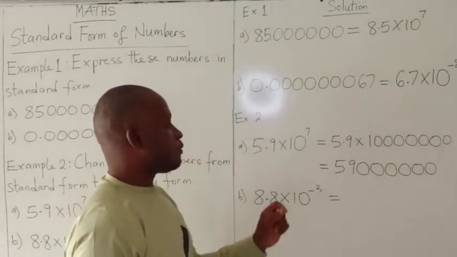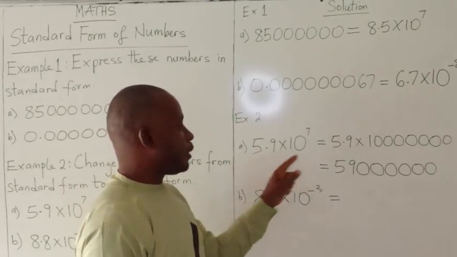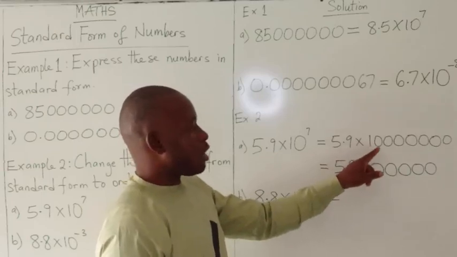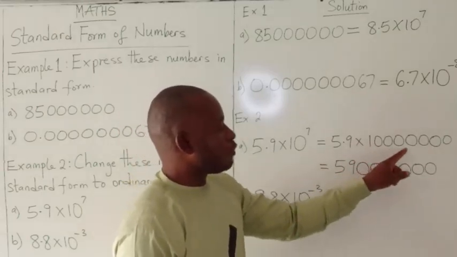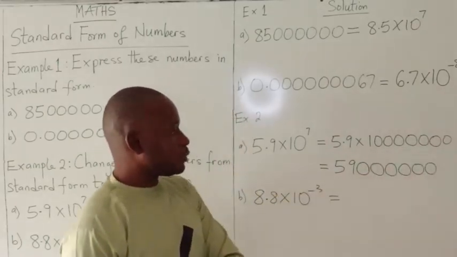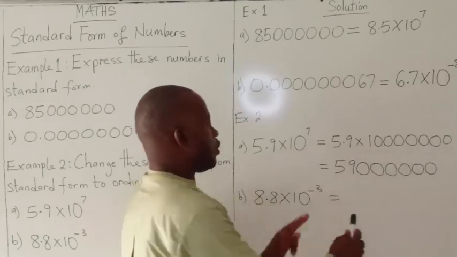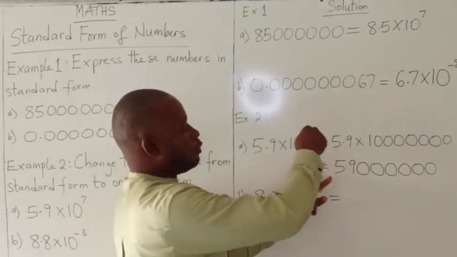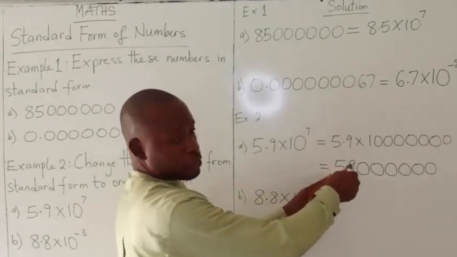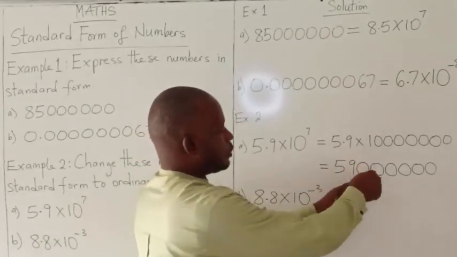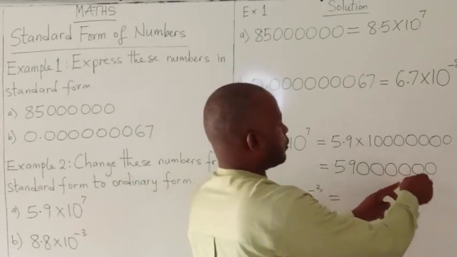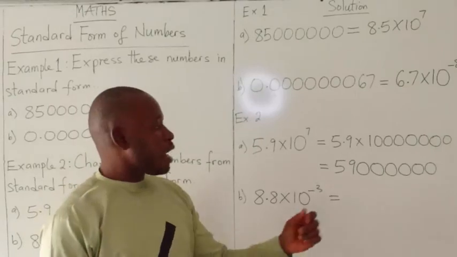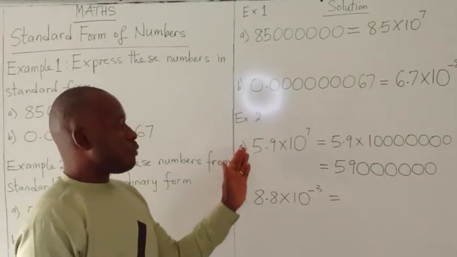Let's look at it again. 5.9 times 10 raised to the power 7 is equal to, this 5.9 is still here, times 10 raised to the power 7 means you have 1 here, you have 7 zeros. 1, 2, 3, 4, 5, 6, 7 zeros. Do you understand? And this number is going to multiply 5.9. It's going to change the position of the decimal point. From here, it moves 1 time, 2 times, 3 times, 4 times, 5 times, 6 times, and then 7 times. Is that clear? This is how we change numbers from standard form to ordinary form.